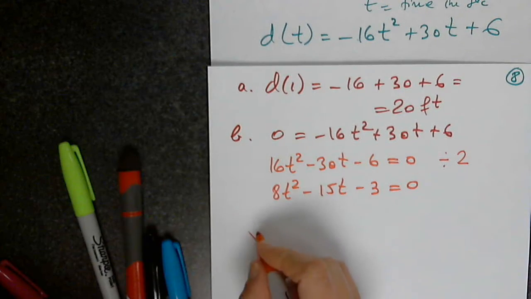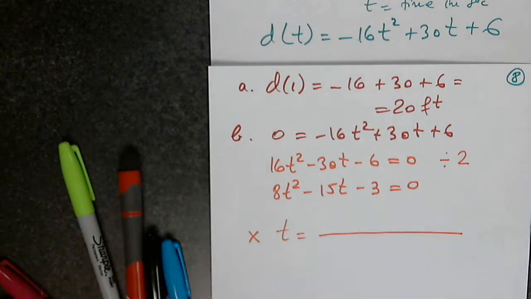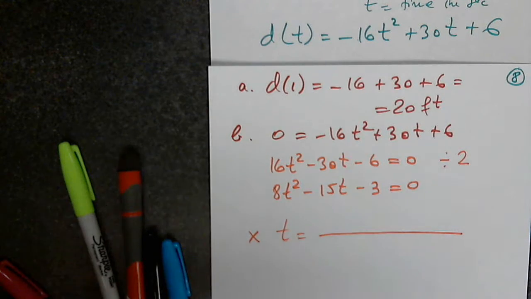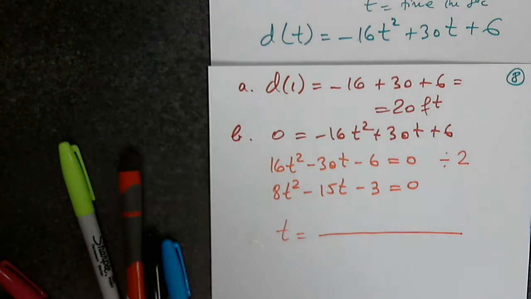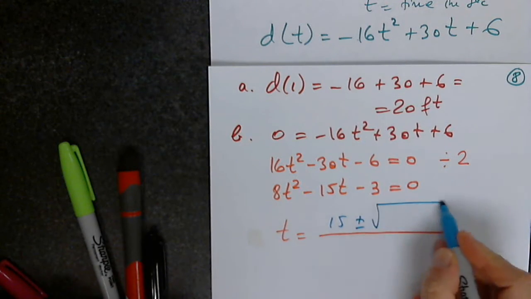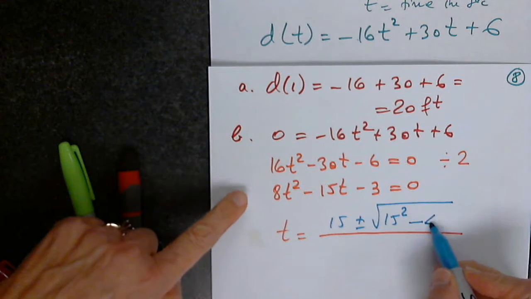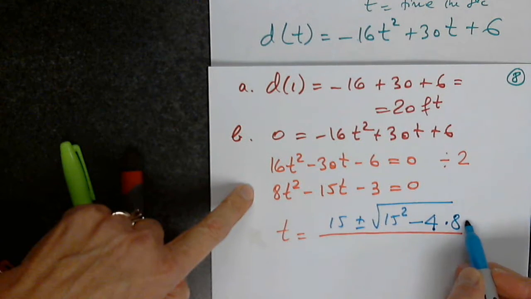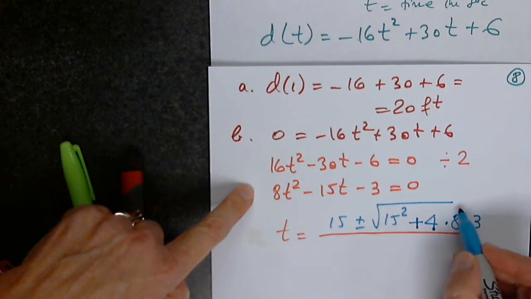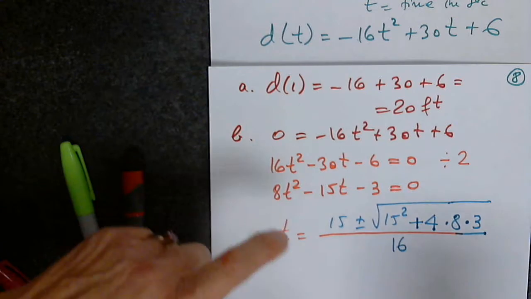Easier to handle. T equals, can anyone dictate? This is the quadratic formula. Negative b, what do I write? Exactly, 15. Negative b is 15, plus or minus the square root of 15 squared minus 4 times a, which is 8, times negative 3. Instead, I'm going to replace this by positive, so I don't have a lot of parentheses in there. Over 2 times a, which is 16.